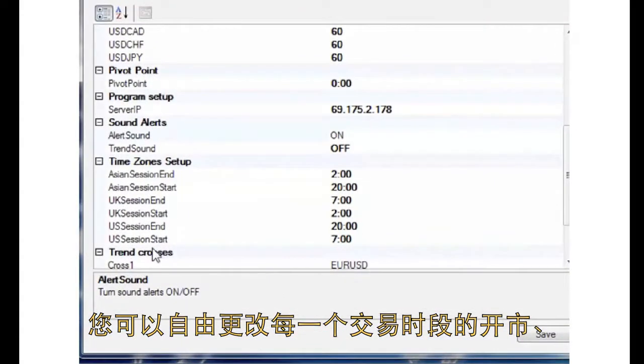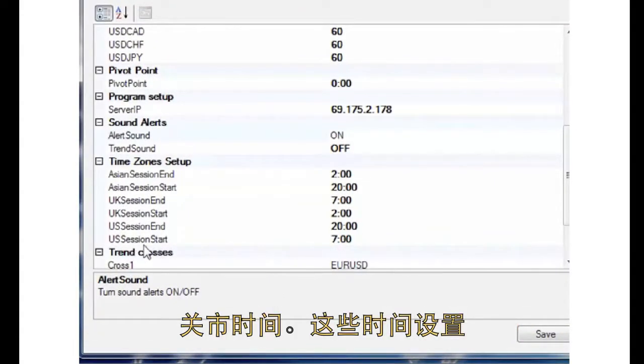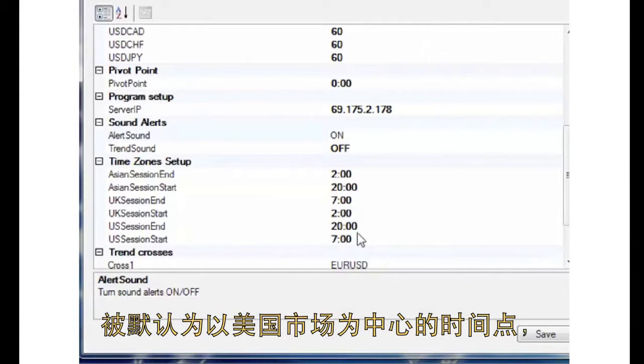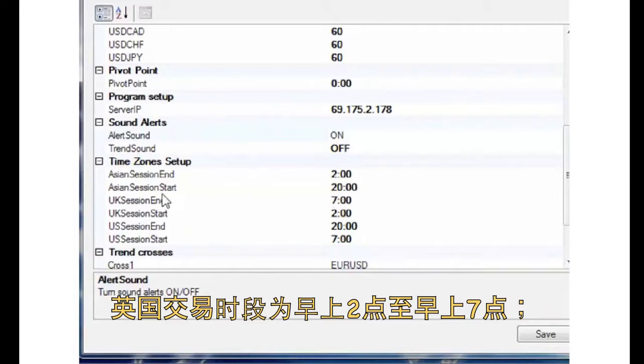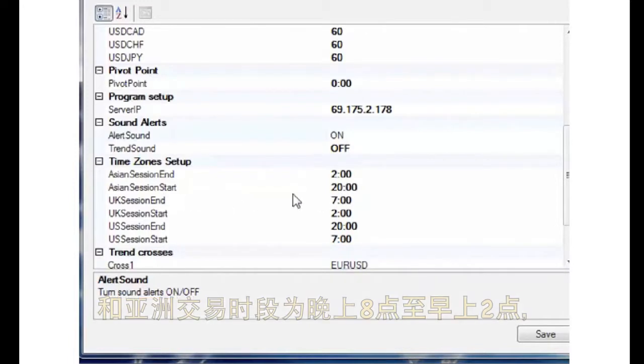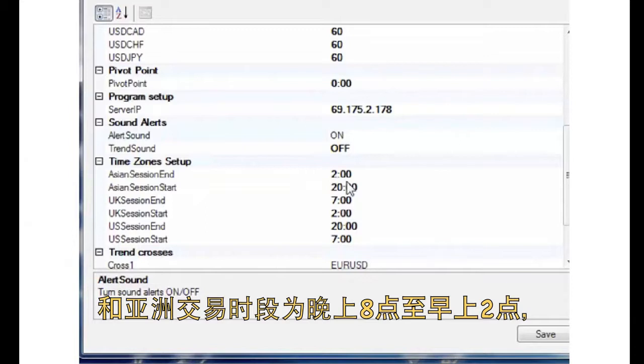As you can see here, we have set it by default. The US session starts at 7 a.m. and ends at 2000 hours. The UK session starts at 2 a.m. and ends at 7 a.m. New York time. The Asian session starts at 2000 hours and ends at 2 in the morning.